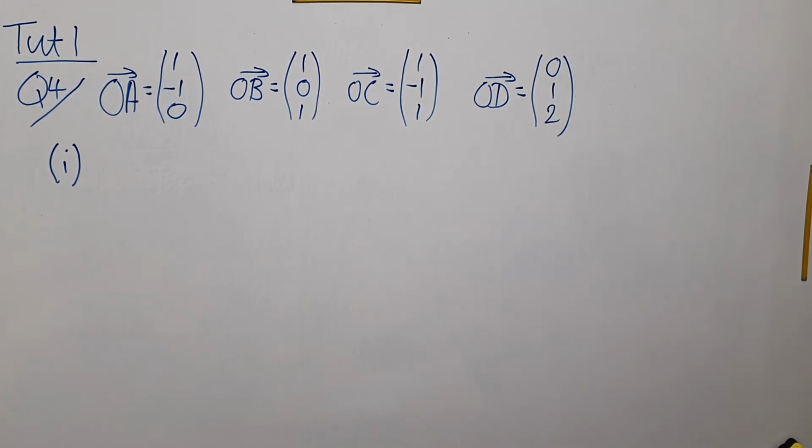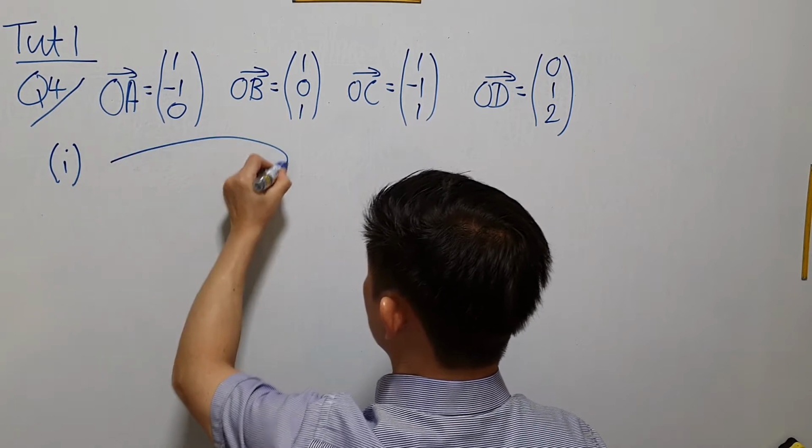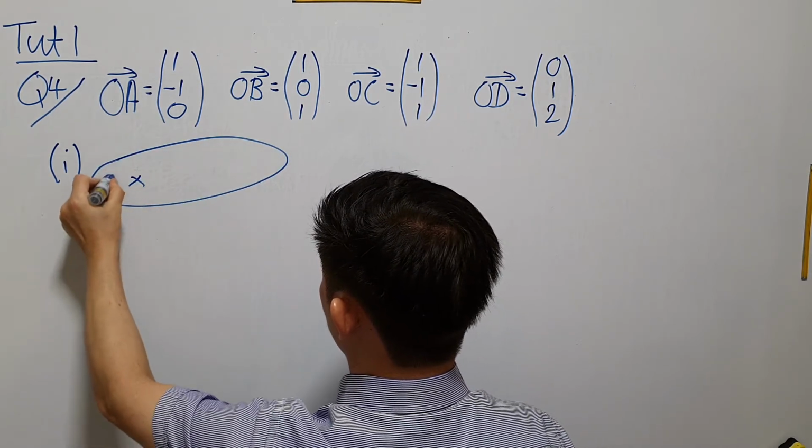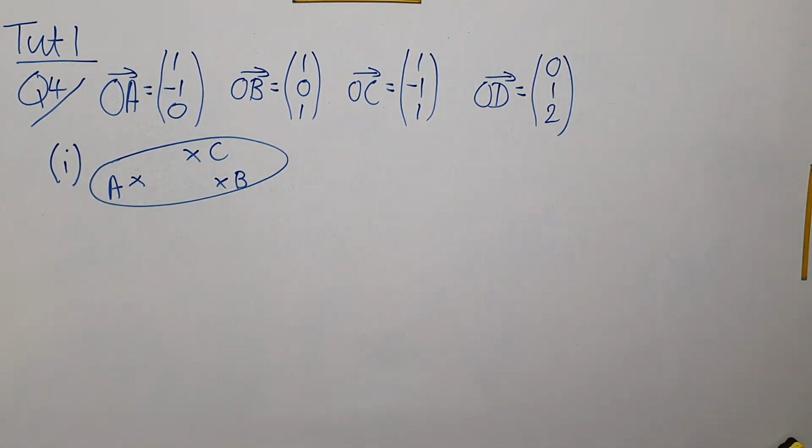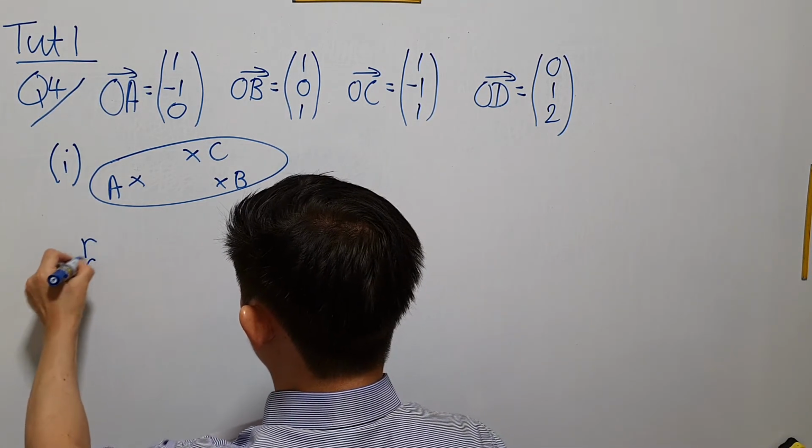Okay, now let us look at tutorial 1 question number 4. In tutorial 1 question number 4, you are given 4 points A, B, C and D. So the position vectors of these 4 points are on the board. For question 4 part 1, it is interested in the equation of the plane through A, B and C. So you can imagine it passes through A, B and C. So you're asked to find the equation of this plane in the parametric form.